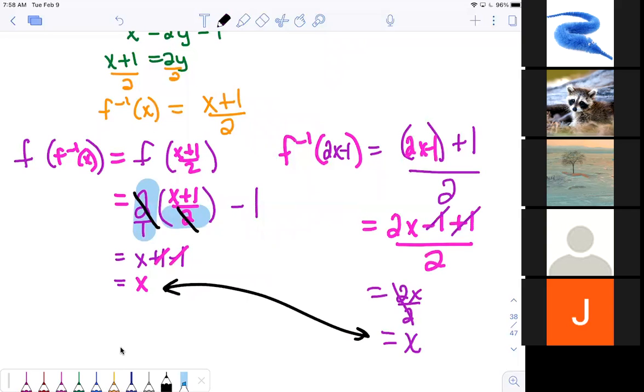So notice we had opposite operations in each of those. We had a positive 1 and a negative 1. We are multiplying by 2 and dividing by 2. Those are inverse operations, and that's why they cancel out and reduce just to the value of x. Does anybody have questions?